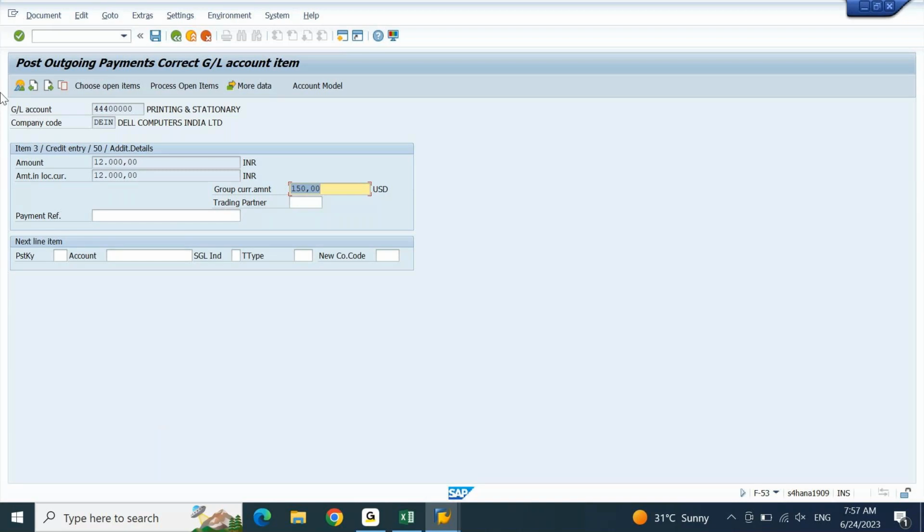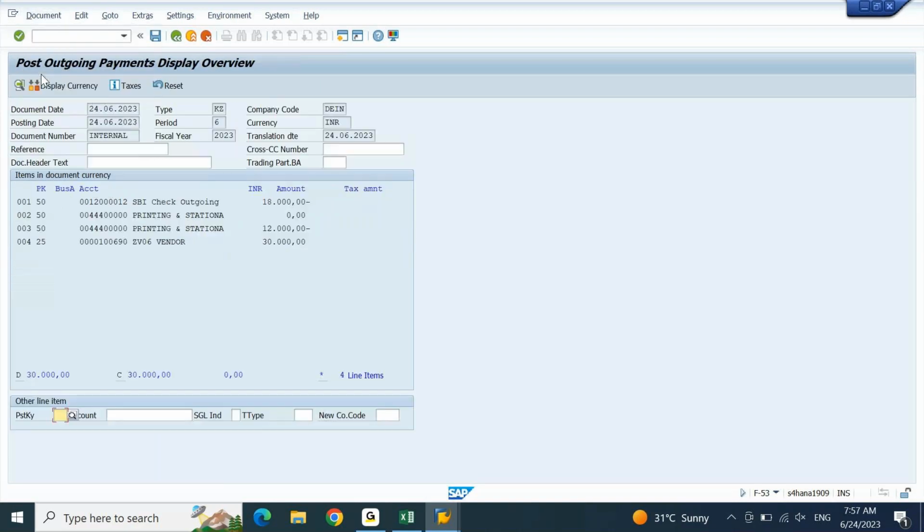Now let me simulate this entry. Your vendor account has been taken care of automatically. 30,000 it has taken now. 18,000 is cleared based on the payment from the bank account. 12,000 is offsetting to a GL account. You are charging 12,000 to the P&L, assuming this is not paid. So you are either treating this as a loss or as a gain. If you are charging off an amount that is supposed to be paid, you will be treating that as a gain.